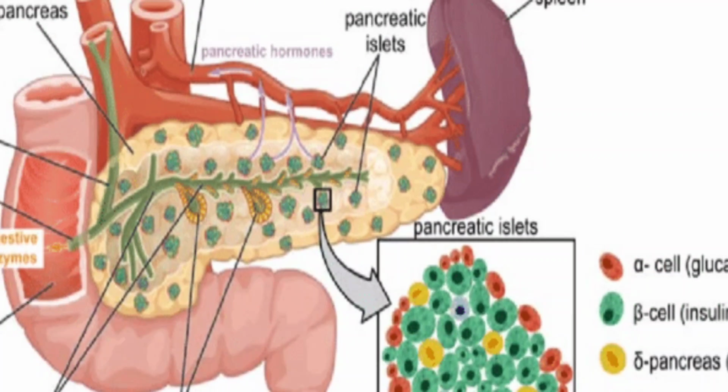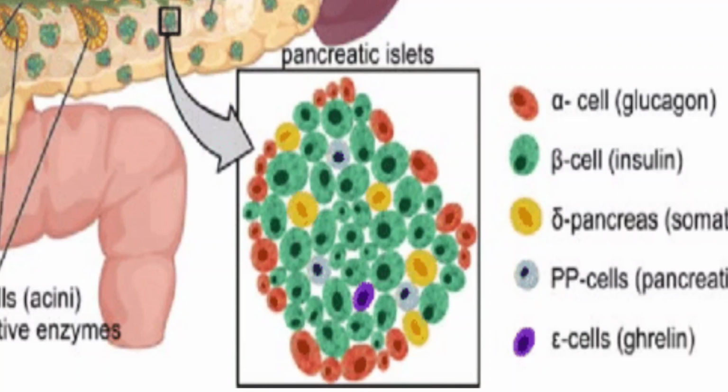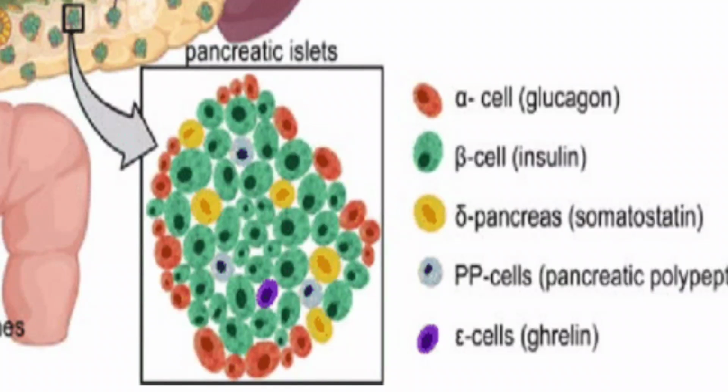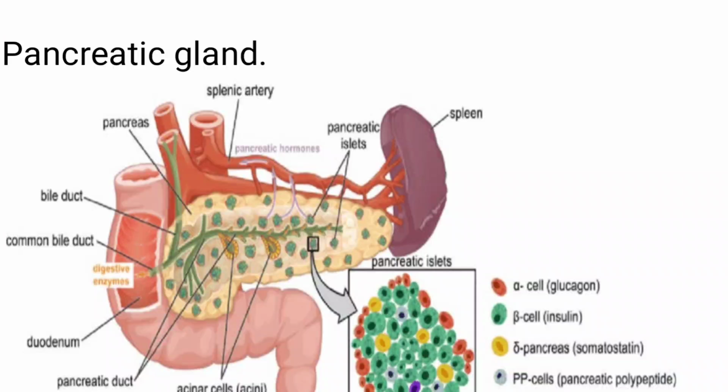In the pancreas diagram, the red cells indicate alpha cells, the green cells indicate beta cells, the yellow cells indicate delta cells, and the gray cells indicate the PP cells that secrete pancreatic polypeptide. The purple cells, or epsilon cells, secrete ghrelin. The pancreas is located on the left side of the abdominal cavity and is surrounded by organs like the intestine, stomach, and the spleen.